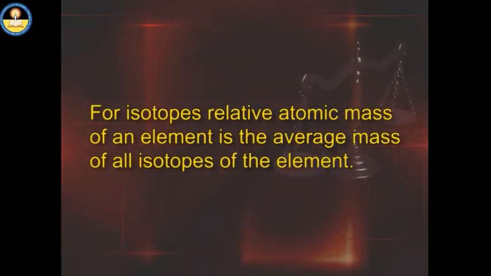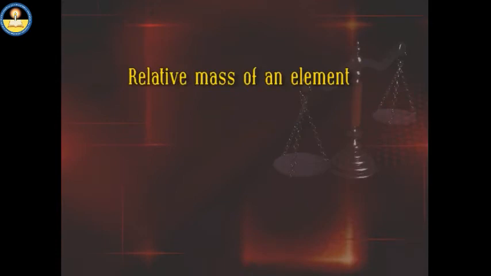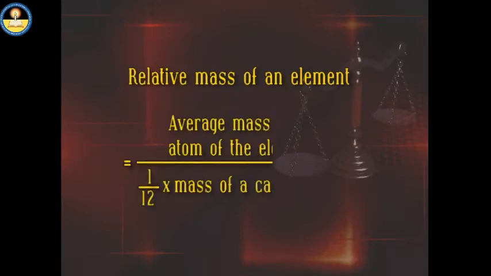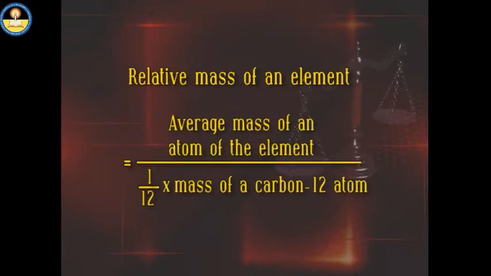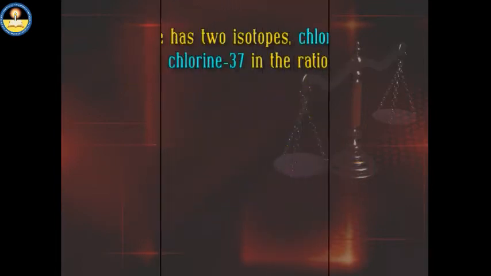We know that certain elements have isotopes. Therefore, relative atomic mass of an element is the average mass of all isotopes of the element. This can be represented mathematically as relative mass of an element is equal to average mass of an atom of the element divided by 1/12 the mass of a carbon-12 atom. Let us take an example.